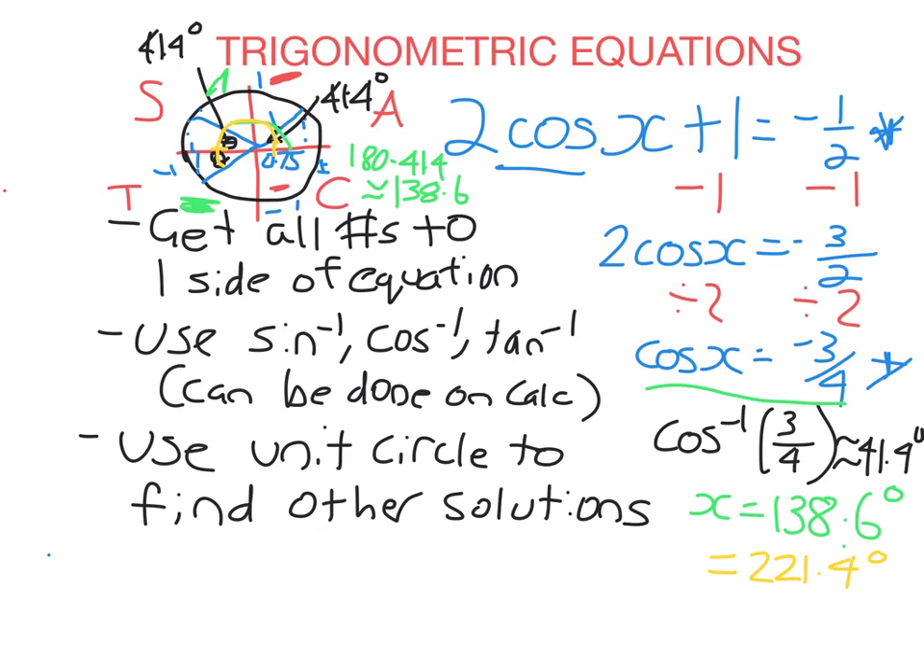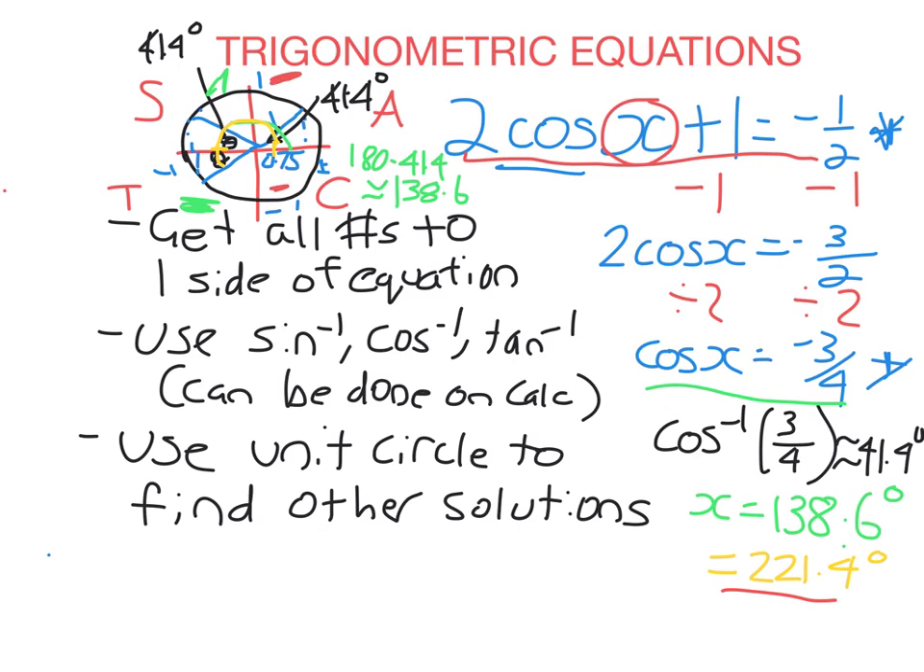Now, just to point out, solution has the same meaning as it has done in any previous equation we've gone through. When I say solution to this equation here, I mean a value I can substitute for x to make the statement true. So if I substitute this value for x, if I put in my calculator 2 times cos of 221.4, and then I add 1 to my answer, I will get negative 1/2. I will get a true statement.